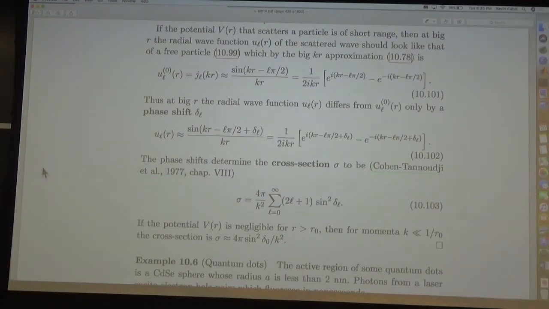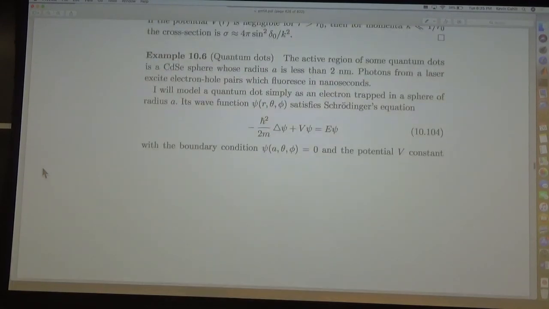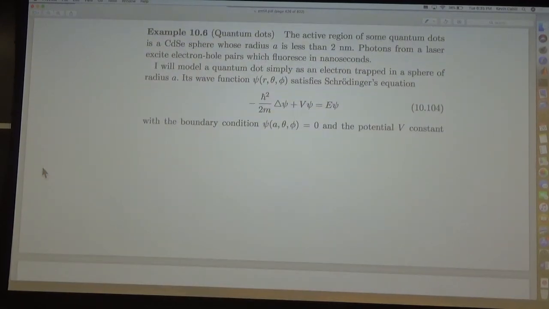The next topic here is quantum dots, and here the idea is that an example of a quantum dot is a cadmium-selenium sphere, radius less than 2 nanometers. Photons excite electron-hole pairs, which then fluoresce in nanoseconds.